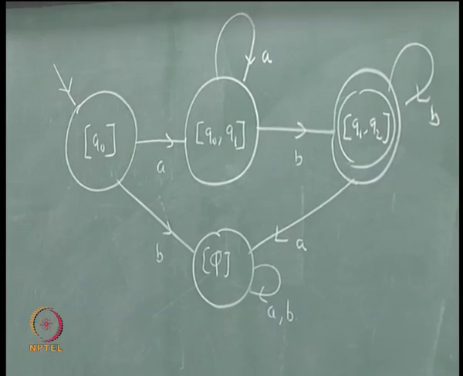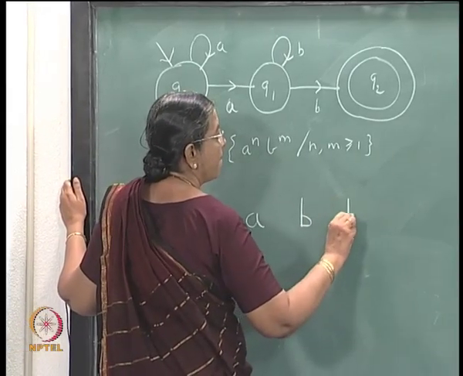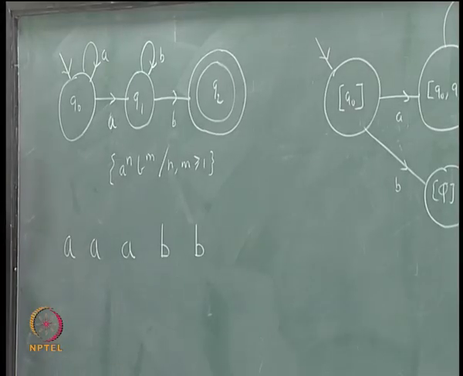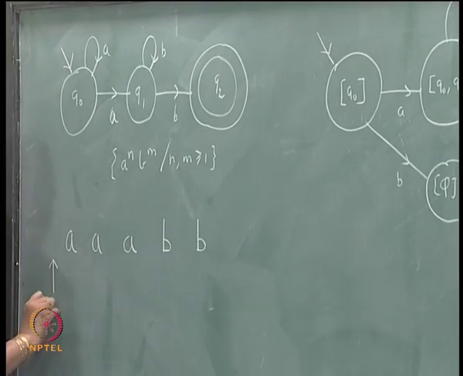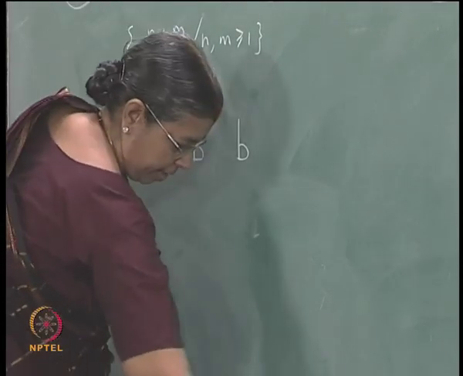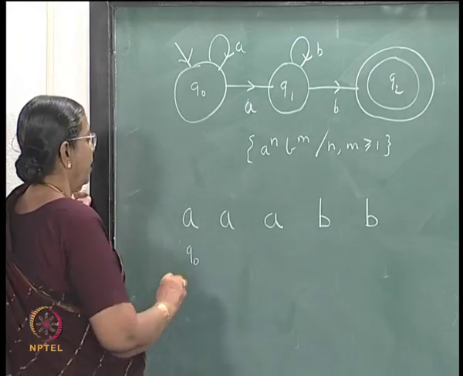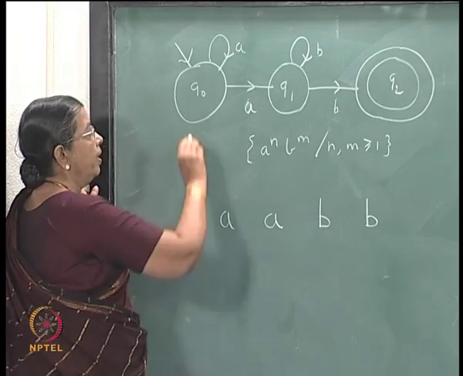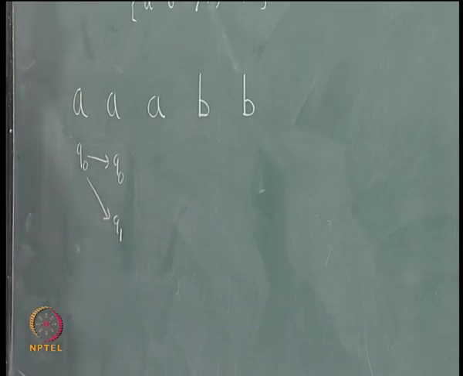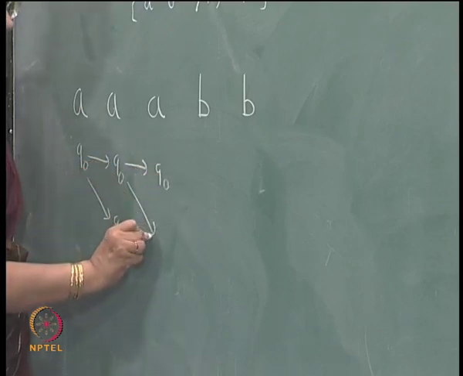Okay. Let us take a string A, A, A, B, B and see how it is accepted here and how it is accepted there. So, start from Q naught. You will be reading A in Q naught. Then after reading A from Q naught, there are two possibilities. You can go to Q naught or Q 1. Again in Q naught, if you read A, you can go to Q naught or Q 1.